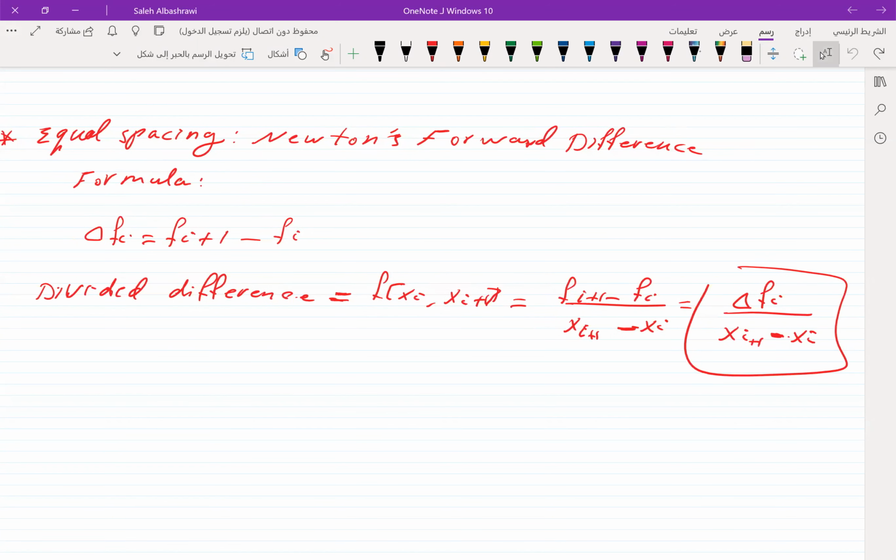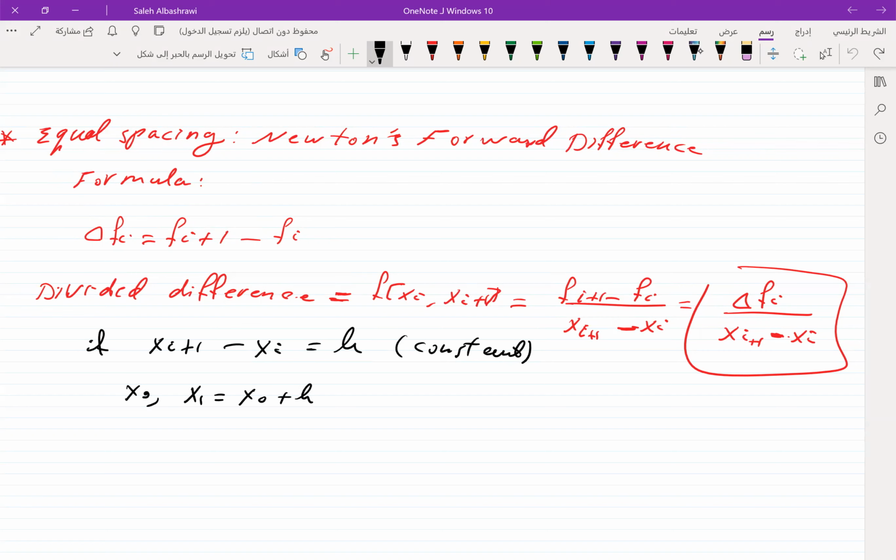Now, if the differences between x_{i+1} and x_i are equal, if x_{i+1} minus x_i is equal to h, a constant, no change, it is the same in all the partitions, then the points will be given as x0, x1 equal to x0 plus h, x2 equal to x0 plus 2h, and like this up to x_n, which is equal to x0 plus nh.